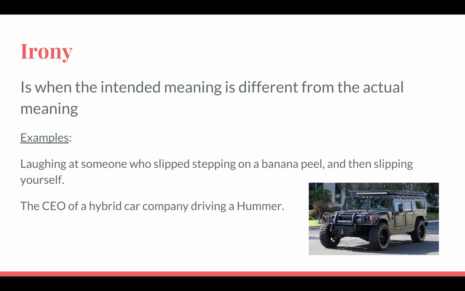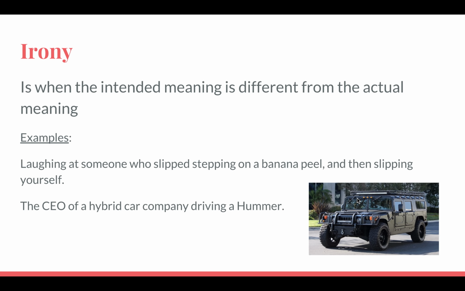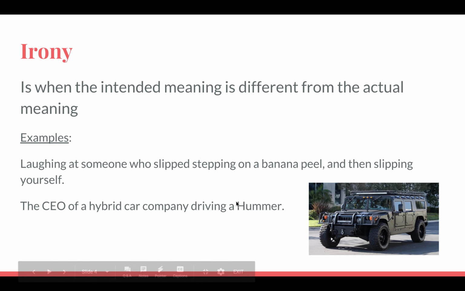Well, if you own a hybrid car company, your company is making cars that are supposed to be better for the environment, but you're driving a Hummer right here, which is one of the worst cars for the environment as far as gas and exhaust. That contradicts itself. The intended purpose is making a car that's good for the environment, but the actual purpose is you're driving a Hummer, which is bad for the environment.